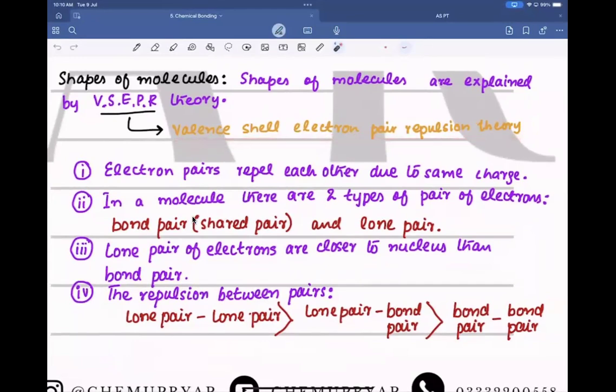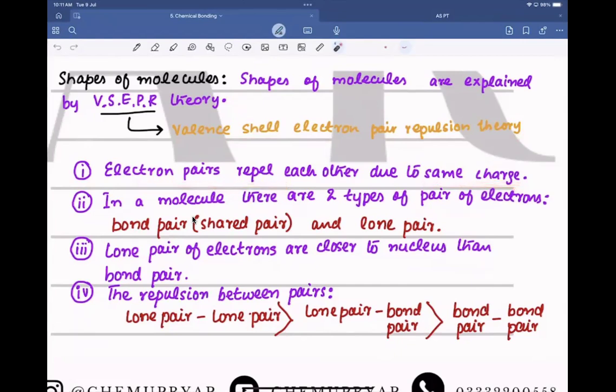So basically, the shapes formed by the molecules are actually based on the number of electrons around the central atom and how these electrons repel each other. So we know electrons are all negatively charged. So the electron pairs in the molecule repel each other as they all are negatively charged, they have the same charge.